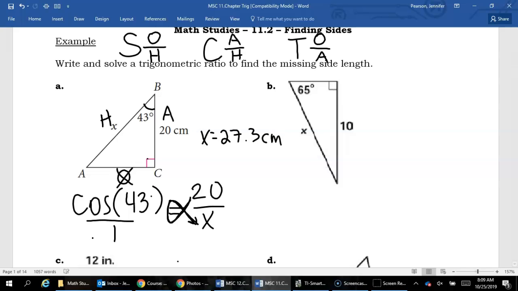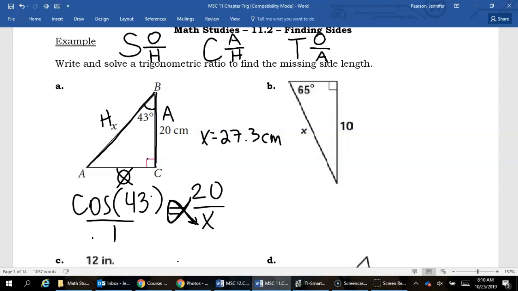And that makes sense if I think about it, because this is 20. The hypotenuse definitely needs to be longer than that. If I ended up with something smaller than 20, I know something didn't go right. Maybe I set my fraction up wrong, or I chose the wrong sine, cosine, tangent. So looking for the reasonableness, 27 seems about 7-ish longer than the side I had labeled for the adjacent. So I like it. Moving on to letter B.